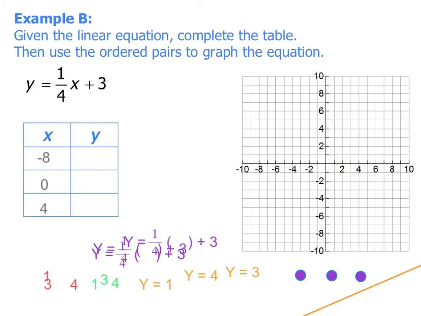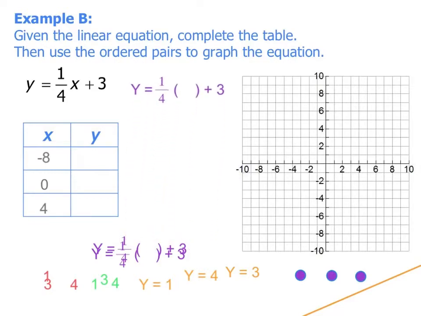So any time that I'm given a linear equation with a fraction, I want to make sure that I find numbers that are divisible by that fraction. So if it gives me 1/3, I want to have numbers that are divisible by 3. In this case, it gave me 1/4, so I want numbers that are divisible by 4. If it were to give me 1/6, I want numbers that are divisible by 6. So I've selected numbers that are divisible by 4.